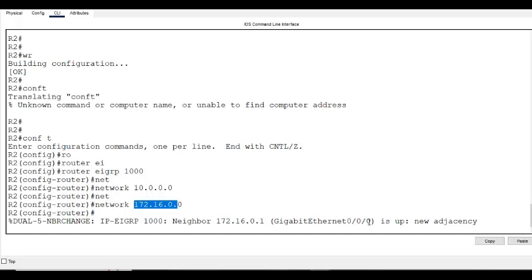It says DUAL, 5 minutes information. Have discovered neighbor. A new adjacency is formed.